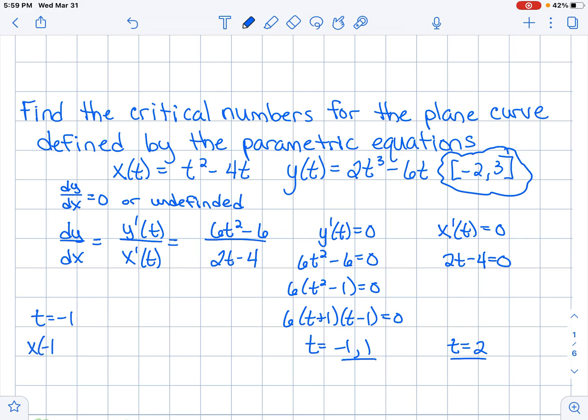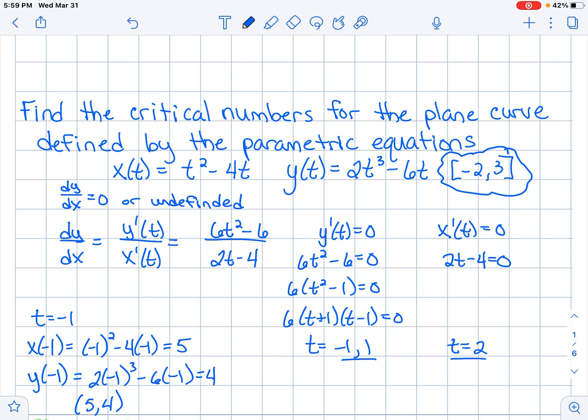So this would be x of negative 1, so that's negative 1 squared minus 4 times negative 1. So 1 plus 4, that would be 5. And then also find y of negative 1. So that would be 2 times negative 1 cubed minus 6 times negative 1. So that's negative 2 plus 6. So I would have the point on the function itself at 5 comma 4.